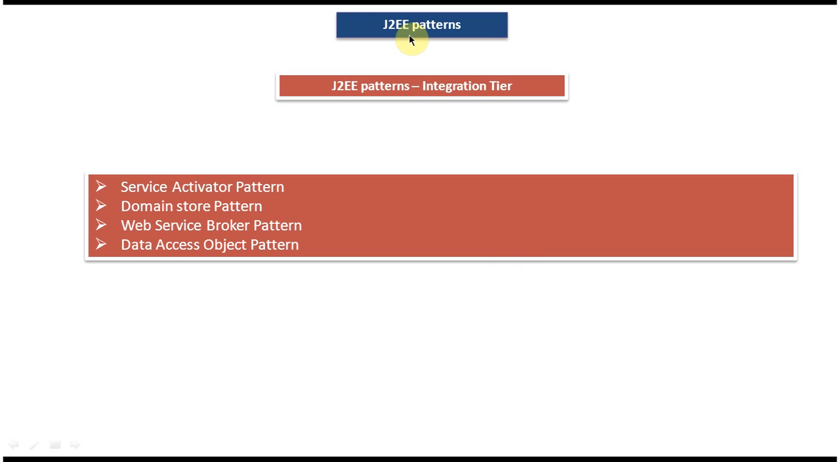Hi, in this tutorial I will cover what all patterns come under J2EE Design Patterns. This J2EE Design Pattern is divided into three parts. The first one is presentation tier, the next one is business tier, and the next one is integration tier.